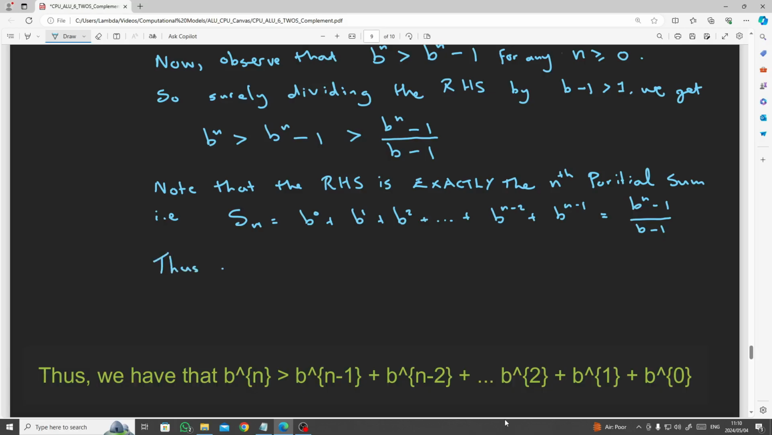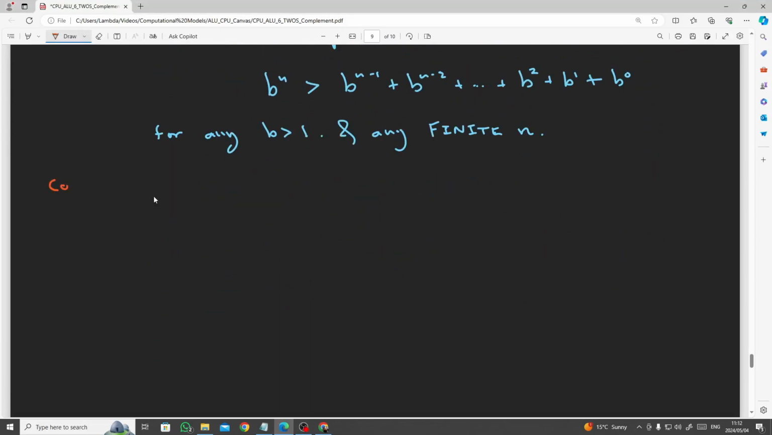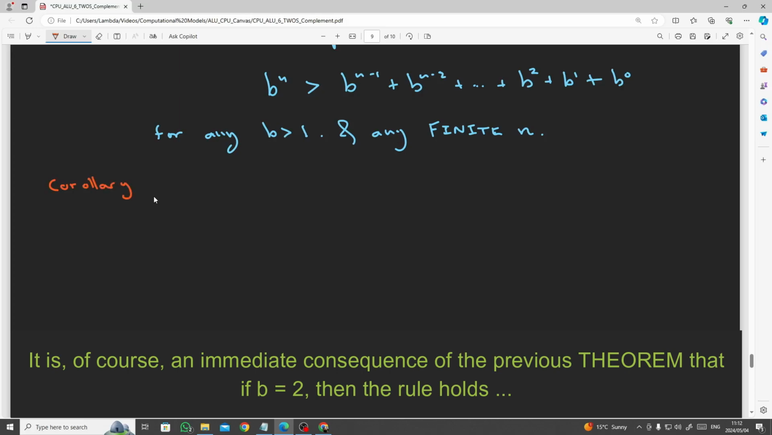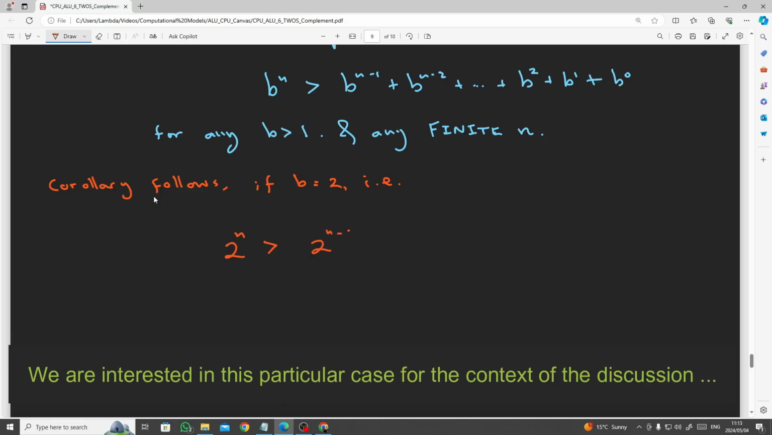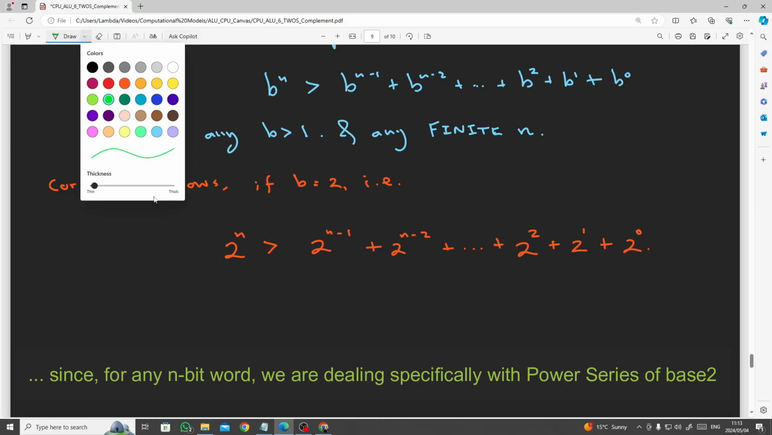Thus, we have proved the claim that for any b greater than 1, the largest power is greater than the sum of all the lower powers. It is, of course, an immediate consequence of the previous theorem that if b is 2, then the rule holds. We are interested in this particular case for the context of the discussion, since for any n-bit word, we are dealing specifically with power series of base 2.